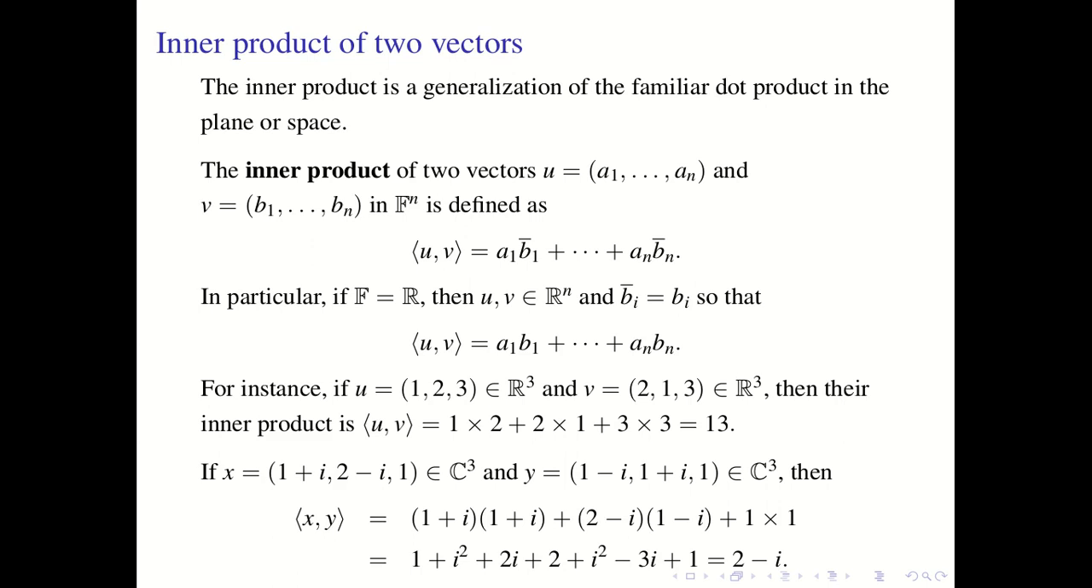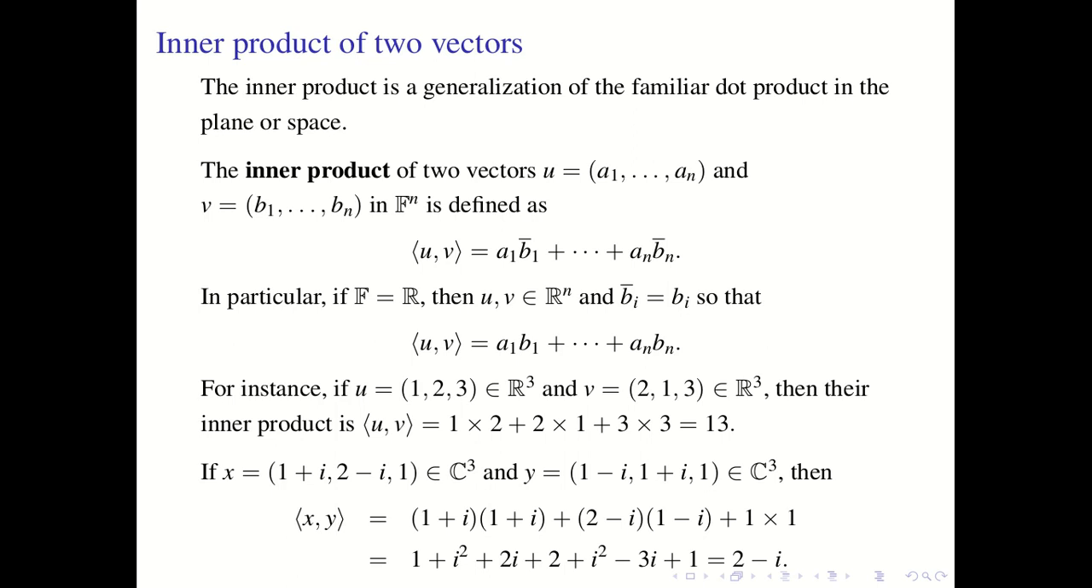The inner product you can think of as a generalization of the dot product that you have seen in R2 or in R3. For two vectors in R2 and R3, you must have studied u dot v. The inner product is a generalization of this concept to the entire Fn, Cn or Rn.